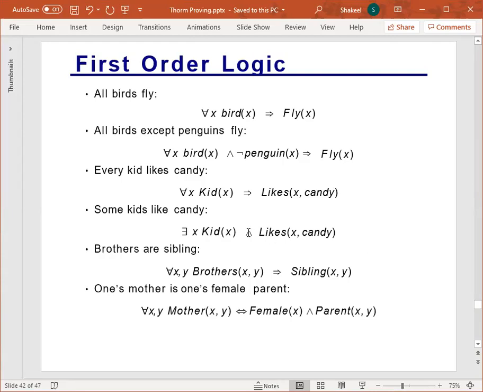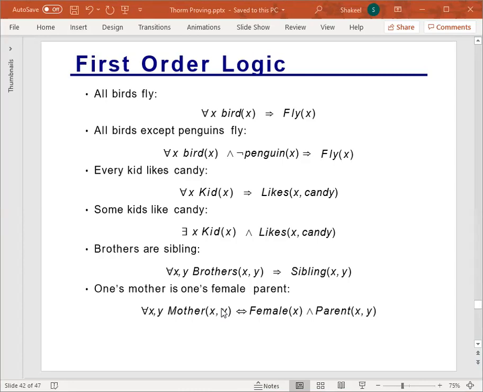To express that brothers are siblings, we write that for all x and y, brother(x, y) implies sibling(x, y). A more complicated one: one's mother is one's female parent. For all x, y, mother of (x, y) if and only if female of x and parent(x, y).